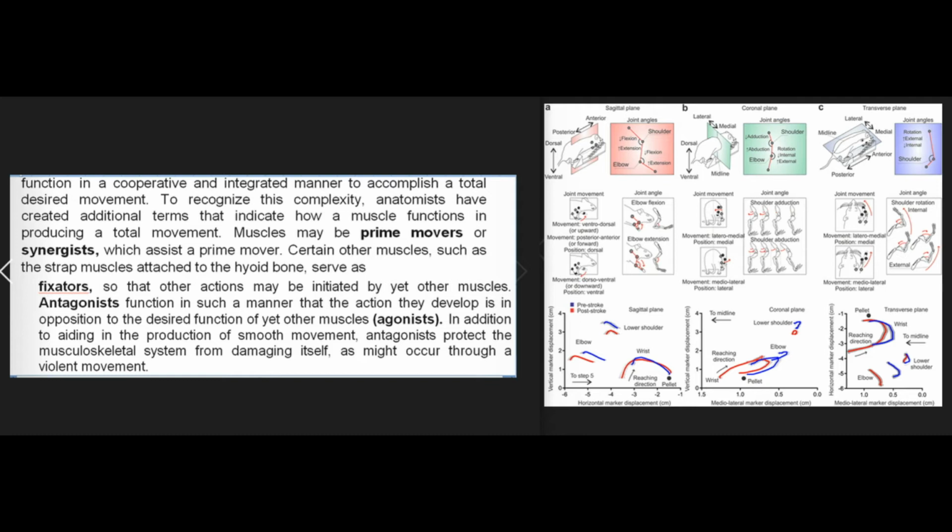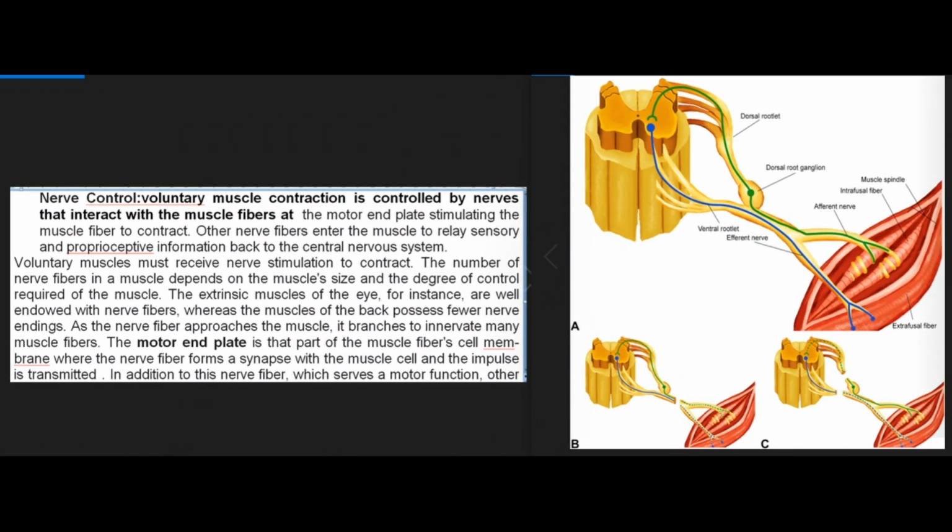In addition to aiding in the production of smooth movement, antagonists protect the musculoskeletal system from damaging itself, as might occur through a violent movement. Nerve control. Voluntary muscle contraction is controlled by nerves that interact with the muscle fibers at the motor end plate, stimulating the muscle fiber to contract.